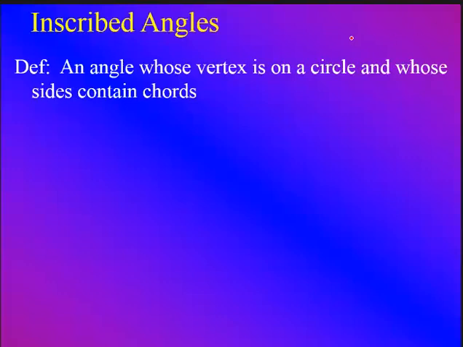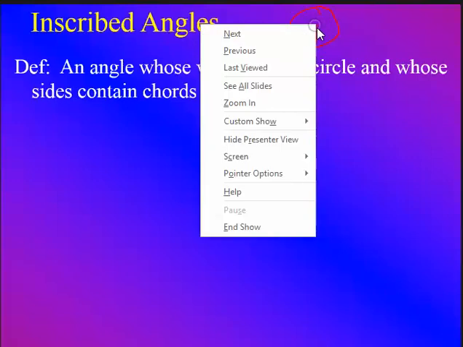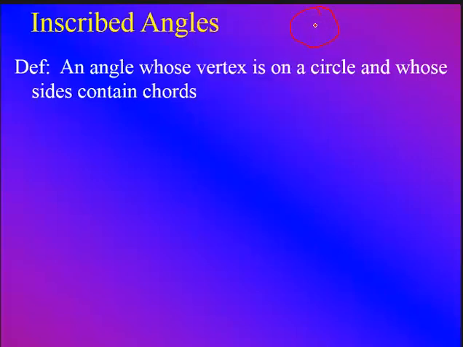So remember, if it was in the middle of a circle, this was a central angle because the vertex was the center of the circle. This time, inscribed means the vertex is actually on the circle. So it's touching the outer rim of the circle. That's what makes it inscribed.